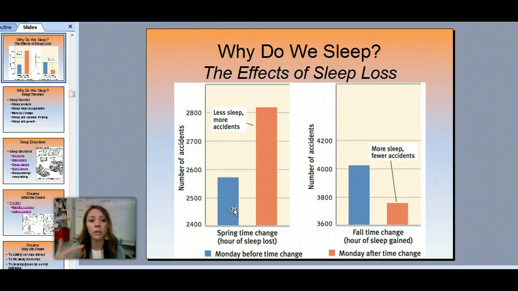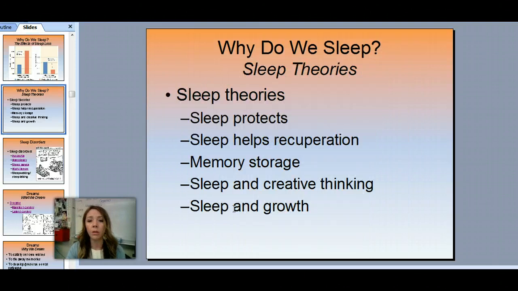So sleep does affect behavior. Here are some of the theories on why we sleep. These ones are looking at the perspective that sleep protects our brain. It gives us time to rest and rewire. So that's a biological point of view. Recuperation, right? Resting is for biological reasons.